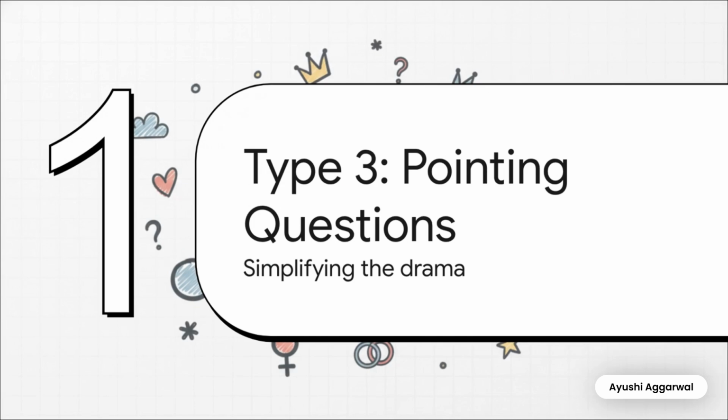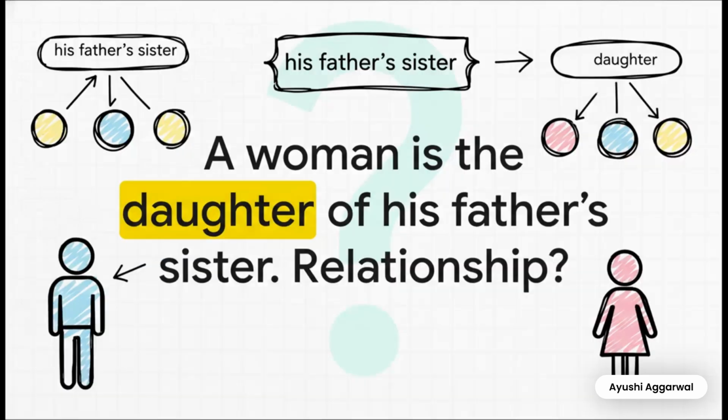Okay, let's move on to our final type of question, the pointing questions. These ones can sound a bit dramatic, you know? Pointing to a photograph, a woman said, but honestly, they are often the easiest to solve. Let me show you how. So here's the question. A man introduced a woman as the daughter of his father's sister. Now, for these kinds of questions, the number one pro tip is to always start from the my or his and work your way backwards. So in this case, we'll start with his father's sister.